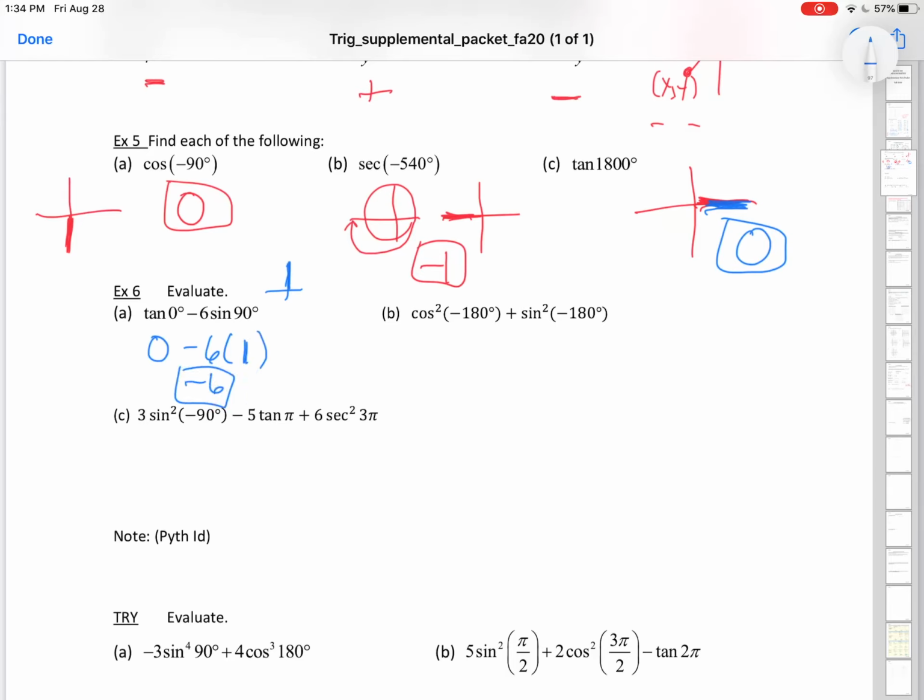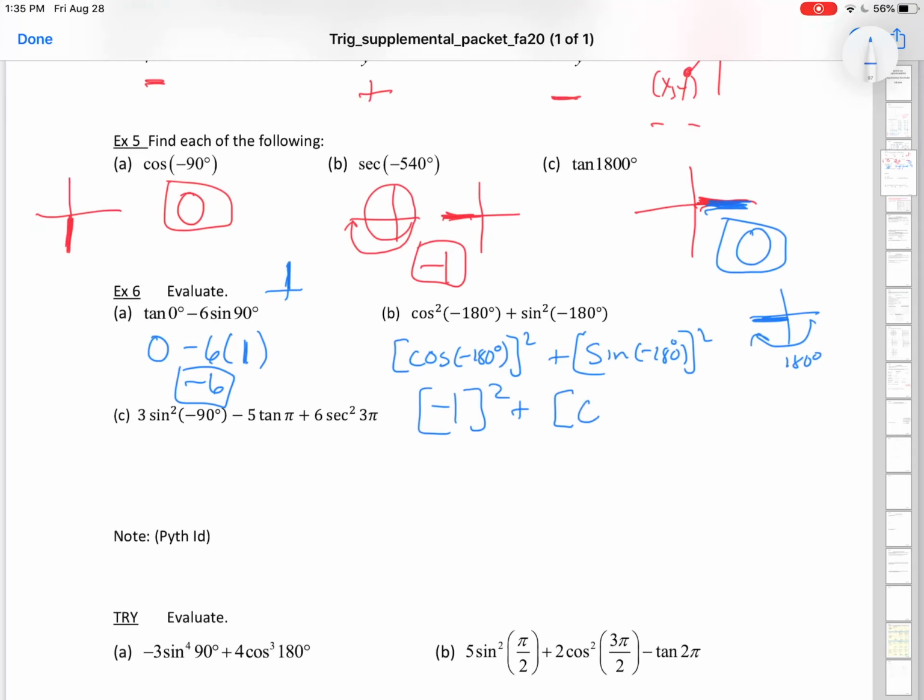Cosine squared negative 180. We want to make sure you're seeing this right. This is cosine of negative 180 degrees squared plus sine of negative 180 degrees squared. That's the interpretation. So we've got to figure out the cosine and sine. So the cosine of negative 180, where is that going to end up? It's going to end up right here as we go backwards 180 degrees. Cosine corresponds to x. Our x would be negative, so this is going to be negative 1 squared. Sine corresponds to y, so that's going to be 0. And we're going to square that, and we're going to end up with a 1 in there.